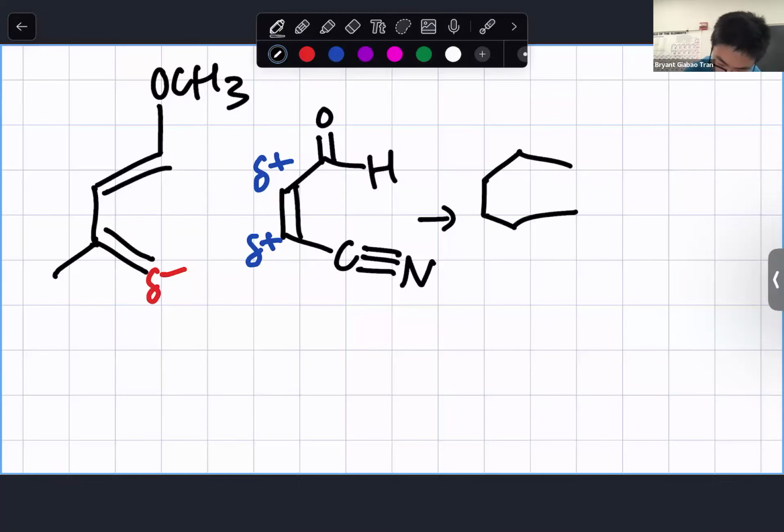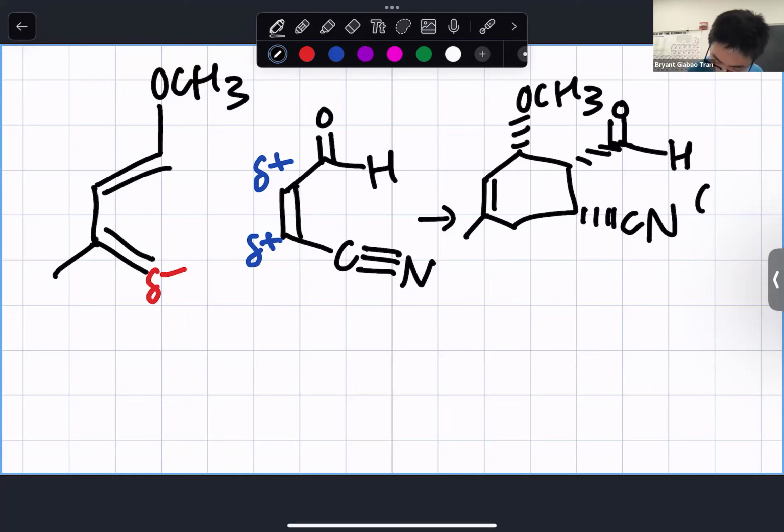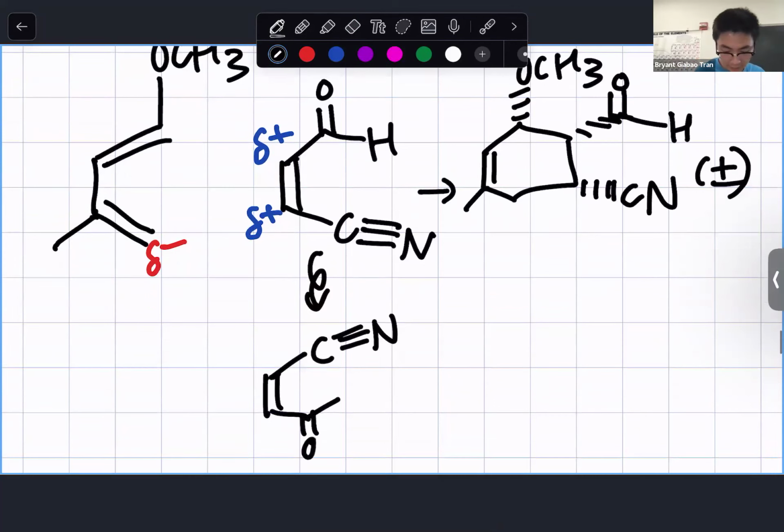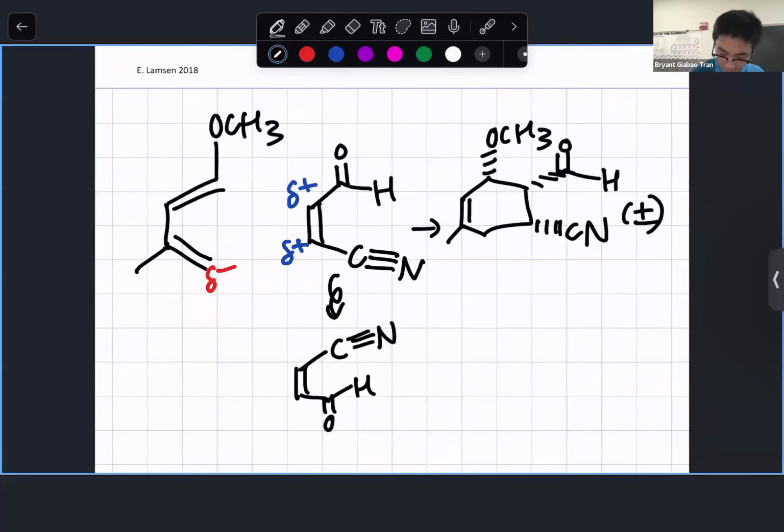So one of your products could look like this. Wait, not cyclohexene. This out group here has to be cis to the EWG, so it would be like that, CN plus enantiomer, right? We could have flipped this upside down to give us this configuration instead, which changes the regiochemistry of this reaction.